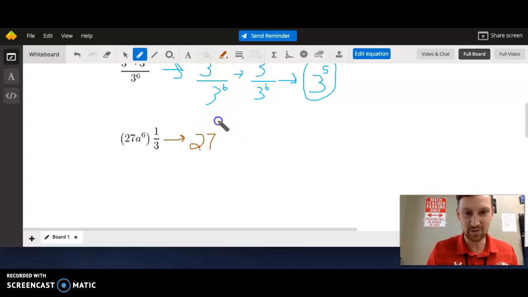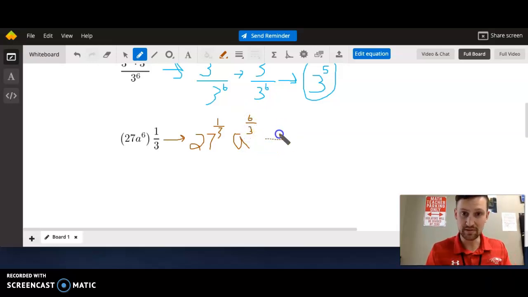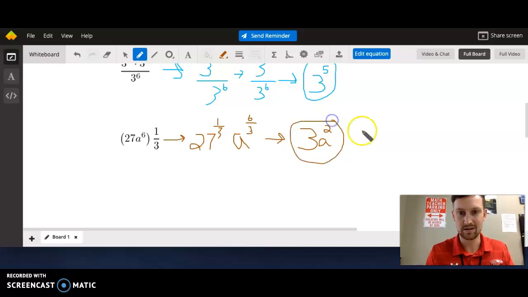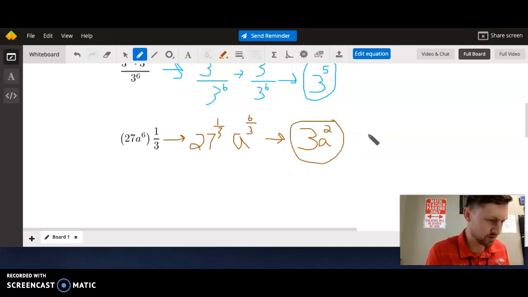So 27 to the 1/3 times a to the 6/3, right? Because you are distributing that exponent to both. Obviously, we know from before, 27 to the 1/3, we could change that to 3 cubed to the 1/3, but essentially it is 3. What is the cube root of 27? And then here you just reduce the exponent. 6 over 3 gives you a squared. Final answer, 3a squared. Why was I thinking that one was tricky? Because it wasn't.